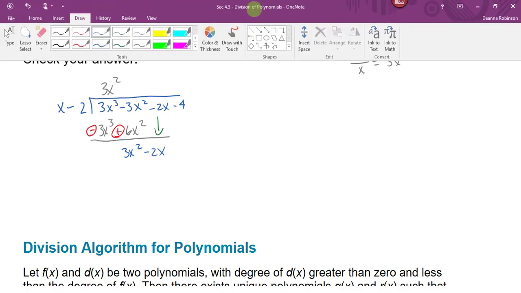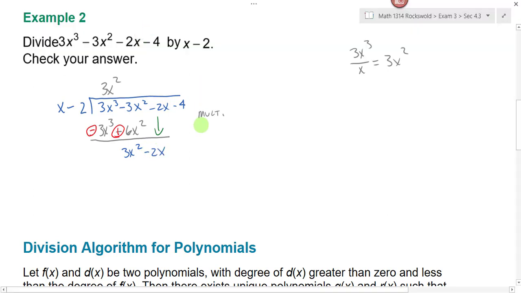And then I bring down that next term of negative 2x. So what I did here was I multiplied, then I subtracted. I just divide the first terms only. That's what the scratch work is over here. Then I multiplied what I got from my quotient by what's out front, and then I subtract, and then I bring down the next term. Now I'm going to have to divide 3x squared minus 2x by x minus 2. When I do that, I'm looking only at this first term. So I would say 3x squared divided by x is 3x, and that's what's going to go on top.